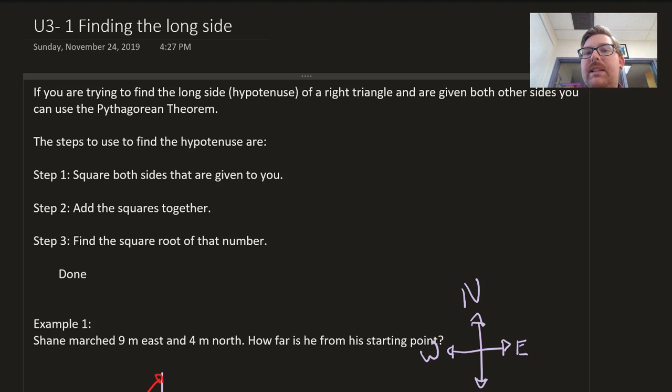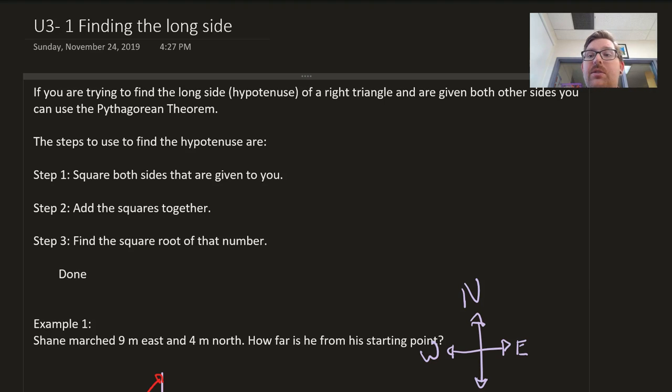Now this is really fantastic, and I actually end up using this a lot more than you'd probably expect. I've used it several times. A lot of the times it involves a roof or an angle or some sort of ramp, or really anything in carpentry, and you're going to be using the Pythagorean Theorem.